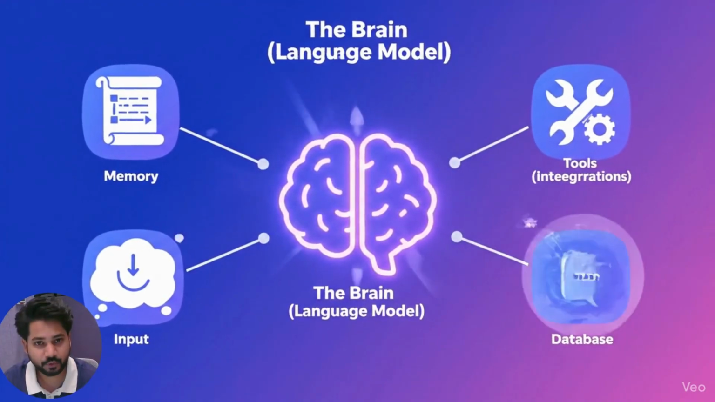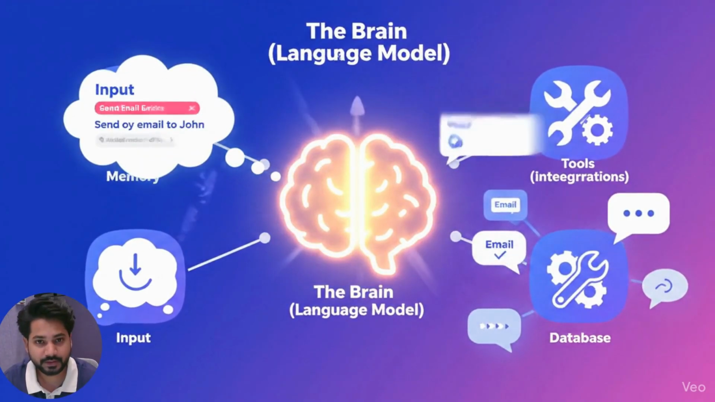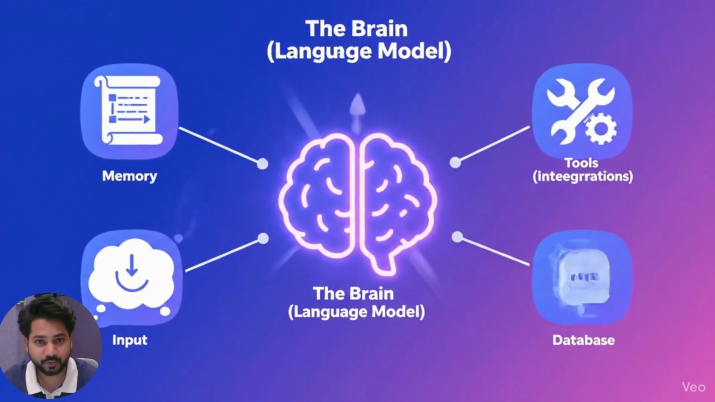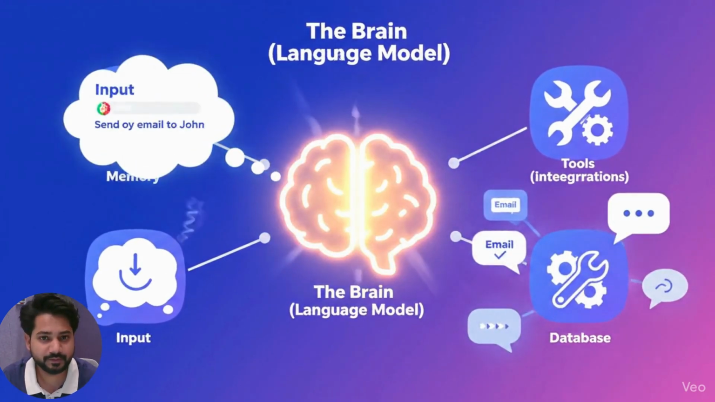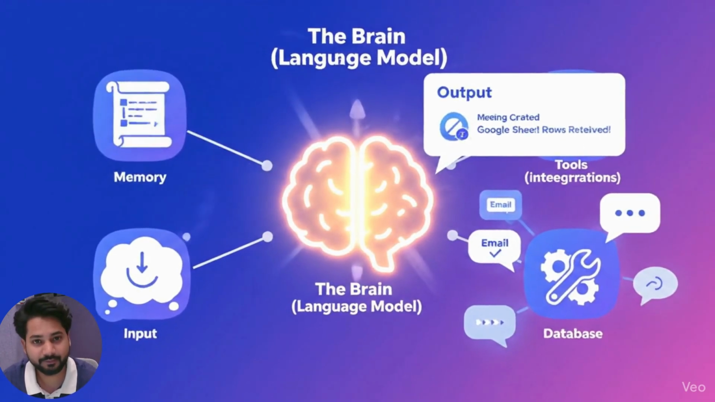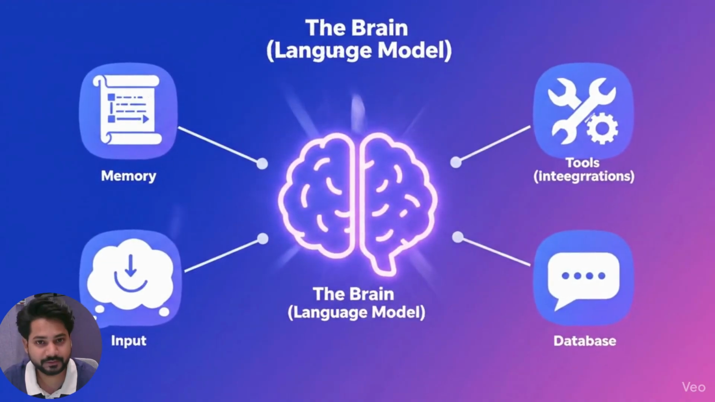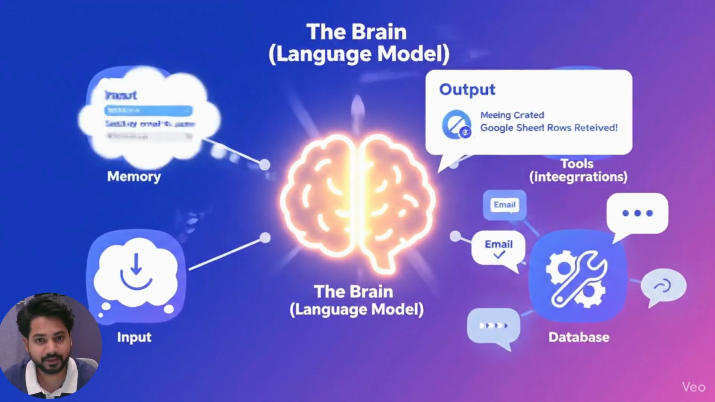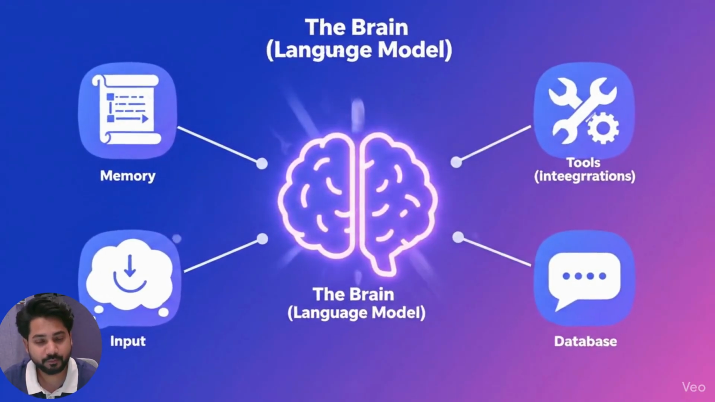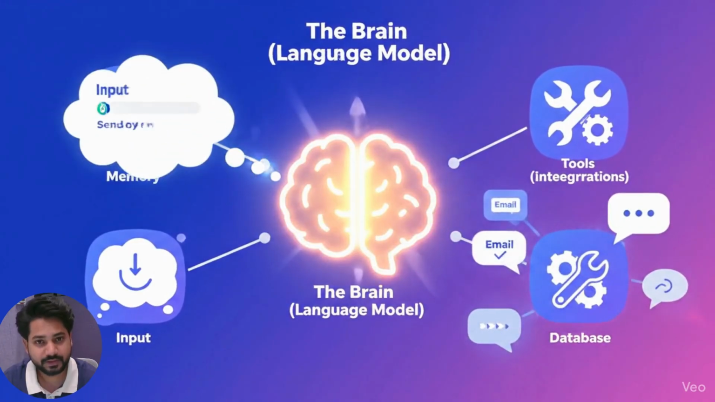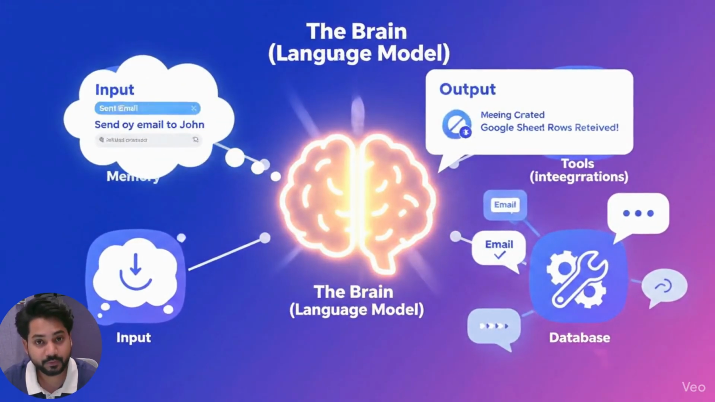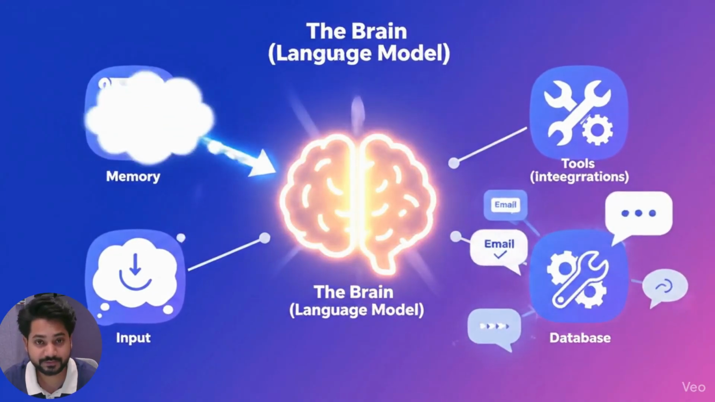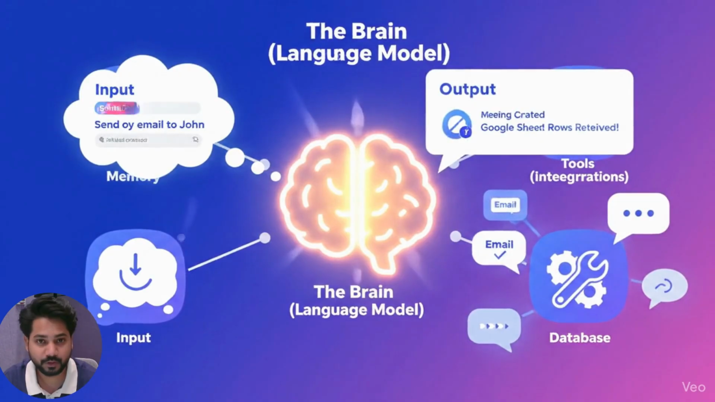Every agent needs four core components to do its job. The brain, this is the intelligence. It's the large language model like Google Gemini that understands your request, reasons through it, and creates a plan of action. The memory, this is the agent's history. It lets the agent remember past interactions, giving it context so it doesn't forget what you talked about 2 minutes ago. The tools, integrations, these are the agent's hands. Tools are the connections to the outside world, like email, calendar apps, or databases. The brain uses these to perform real world actions.